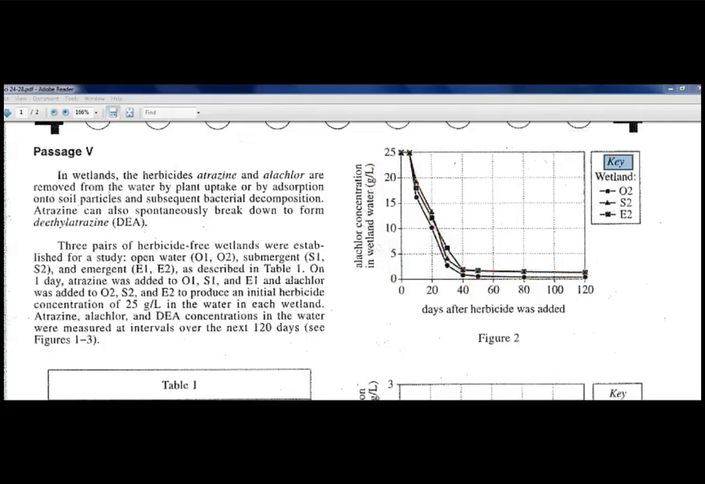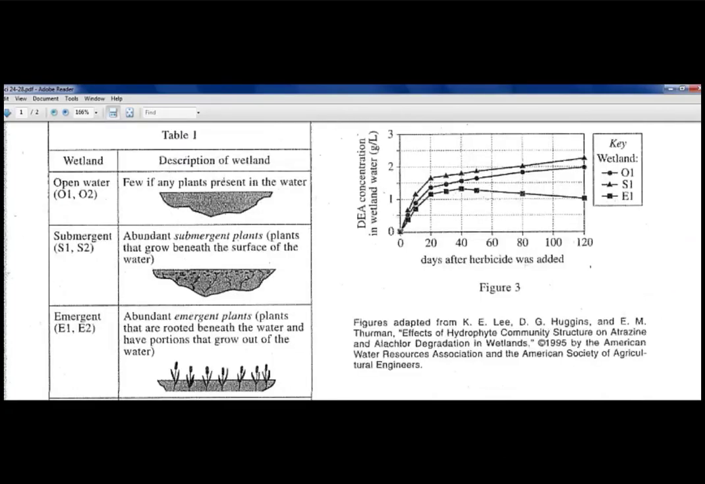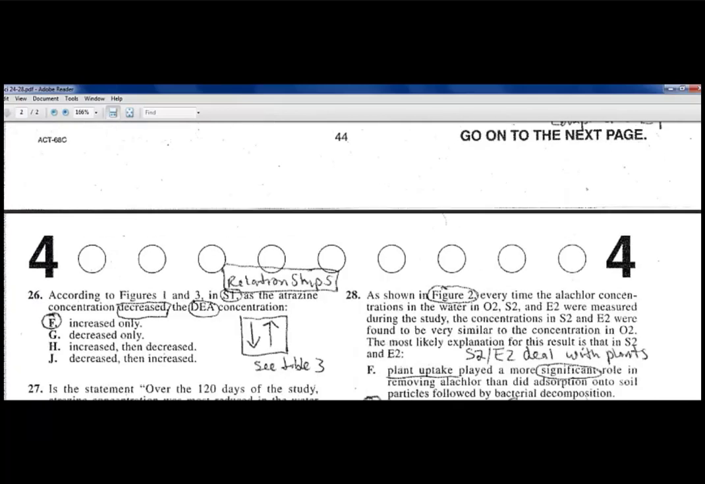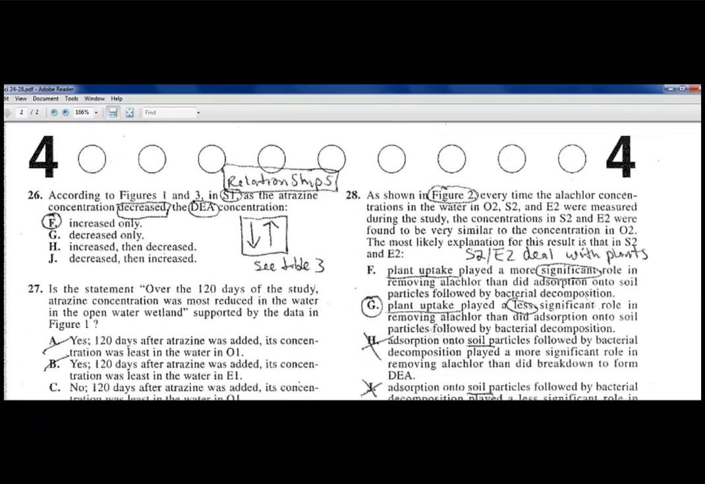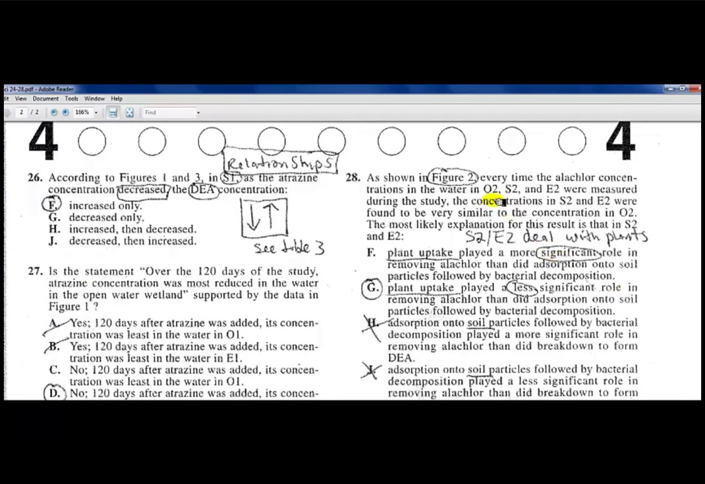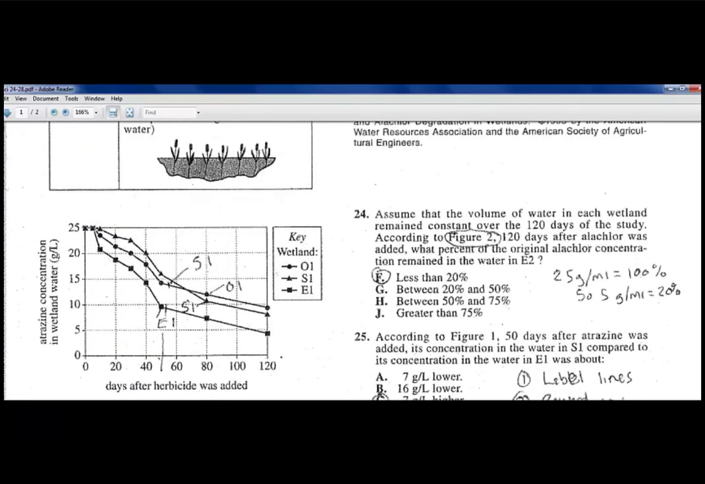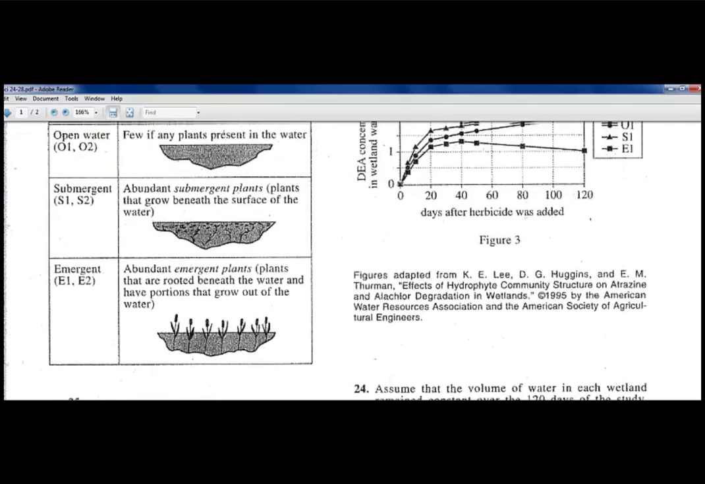Okay, great. Now, let's go back and weed through the rest of that question. It says the concentration in S2 and E2 were found to be very similar to O2. Yep, we saw that, right? The most likely explanation for the result is that S2 and E2 do what? Why are they similar? Okay, S2, E2, and O2, I'm still scratching my head just like you. I know you're scratching your head. Wait, what? What are you talking about?